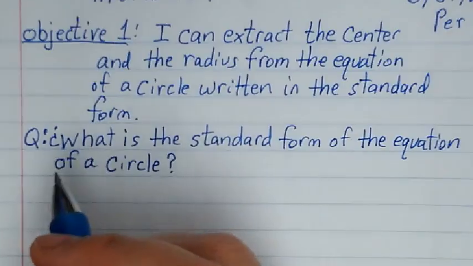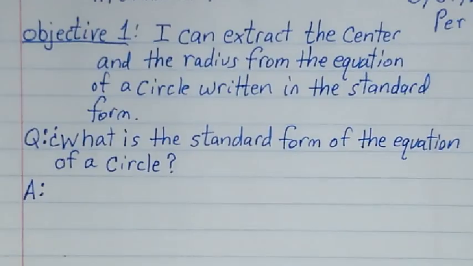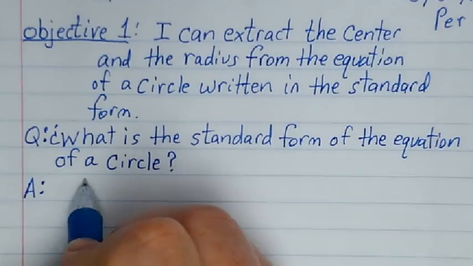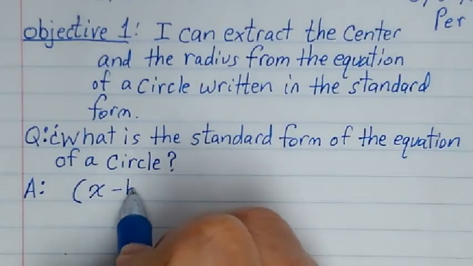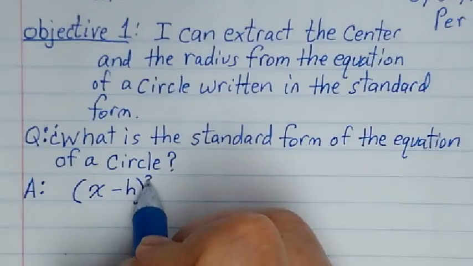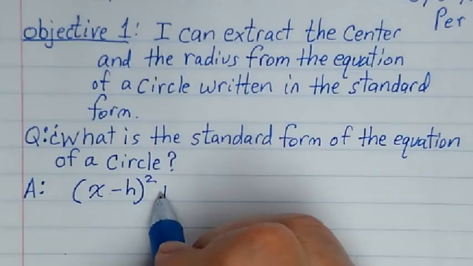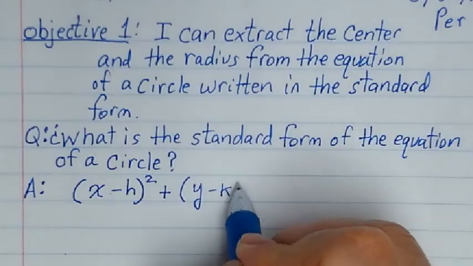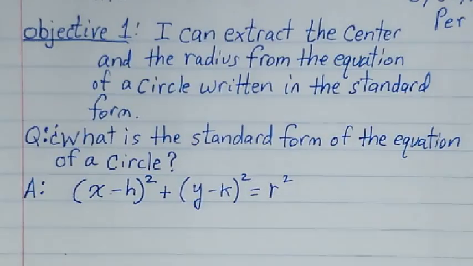And I'm going to answer that. And this kind of drives the lesson for today. And the answer is, standard form looks like this. You ready? Open parentheses, x minus h, quantity squared. That means anything in the parentheses is a quantity. Quantity squared plus open parentheses y minus k, quantity squared, and that equals r squared.